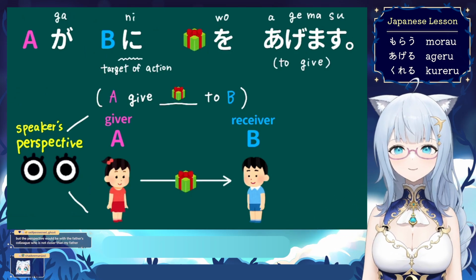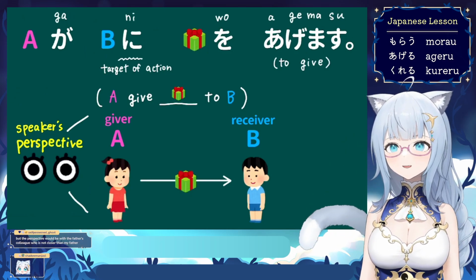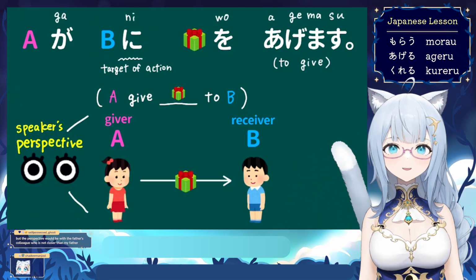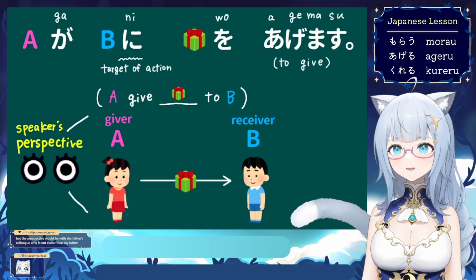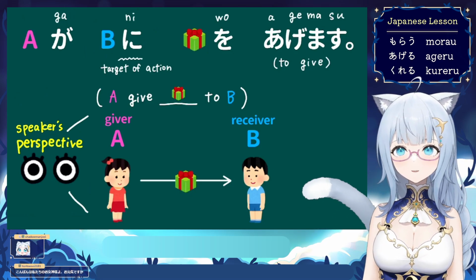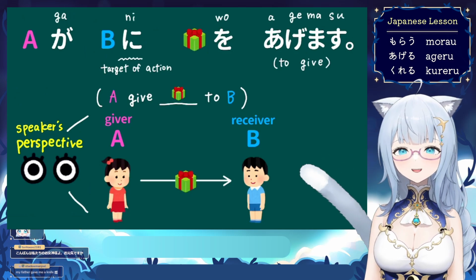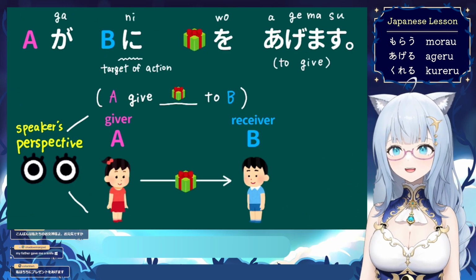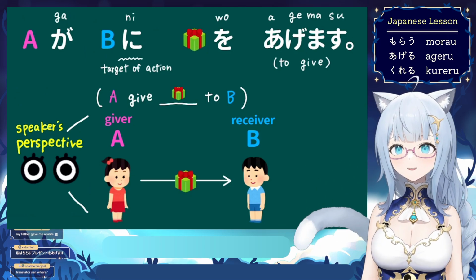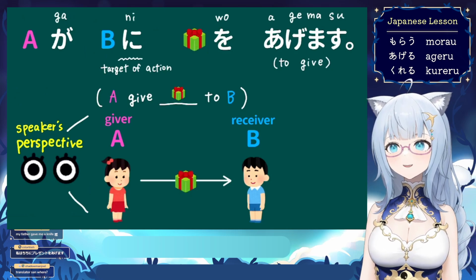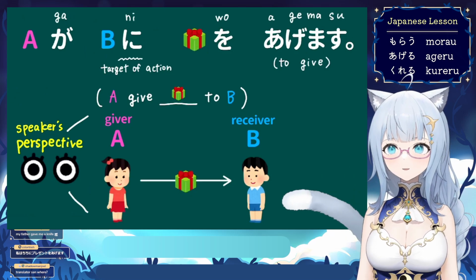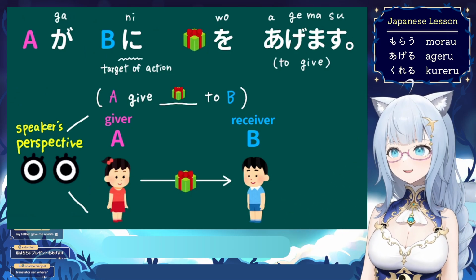Yes. So, for example, if A is my younger sister, 妹, and my younger sister gives something to my teacher, and I am a student, then my perspective is really close to my younger sister. The receiver is my teacher, and my teacher is not my family. See?